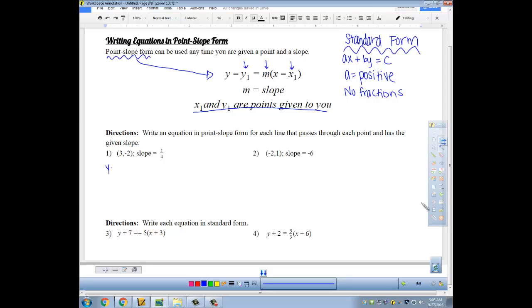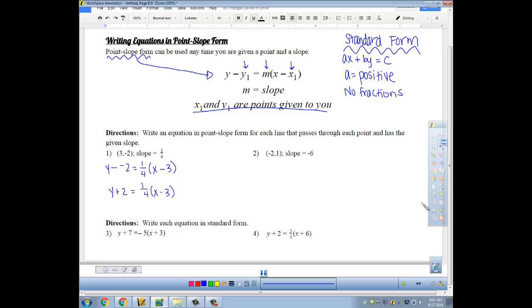So you have y minus my y value, which was -2, equals your slope, which was 1/4, times x minus your x value, 3. So I just plugged my numbers into this formula. Plugged in my y value for my y1, my slope for my m, and my x value for my x1. Once you have that, we're not going to do much simplifying because I still want it to look like this basic format, but I don't like seeing minus and negative. So I'm going to turn this into y plus 2 equals 1/4 times x minus 3.